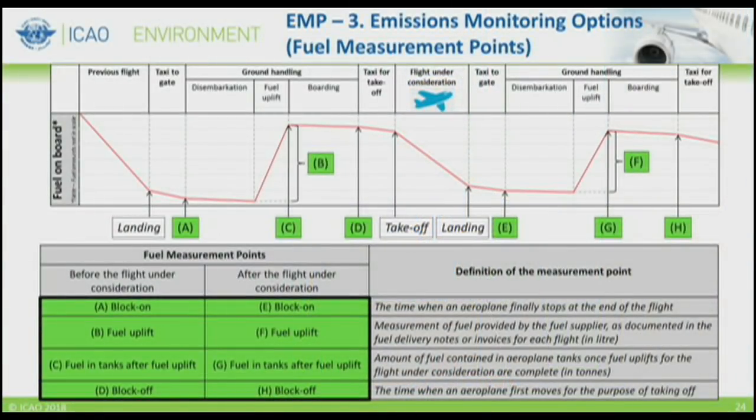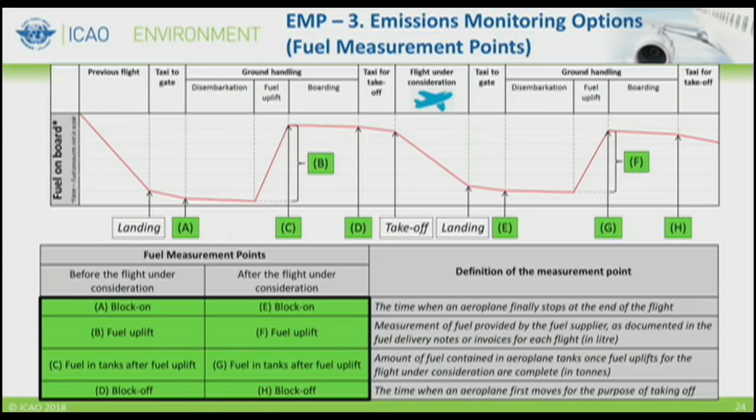The main difference between the 5 methods is the data point when the measurement of fuel use will be made. There are different fuel measurement points throughout the operation of an airplane. So for example, the first fuel measurement point here is called block on. I think some of you might be familiar with the concept of block on, but in this context, it means the time when an airplane finally stops at the end of the flight.